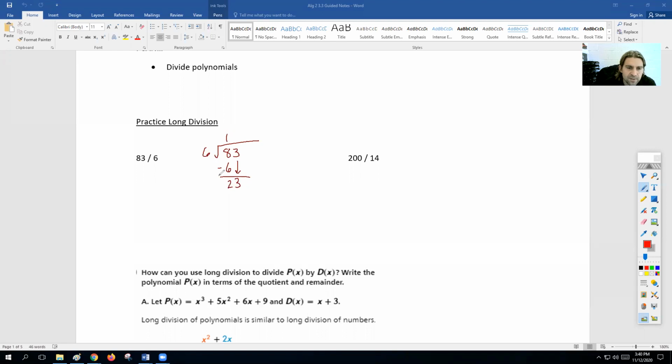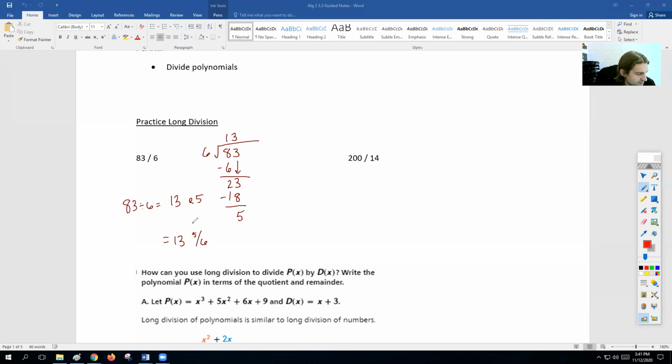All right, so what's the biggest number we can divide 23 by? Or 6 times what? Let's see, 6 times 4 would be too much, so we'd have to do 6 times 3. 6 times 3 is 18, and we subtract, and we are left over with 5. And so what we would say is that 83 divided by 6 is 13 with a remainder of 5. Or we could say that it is 13 with 5/6 left over.